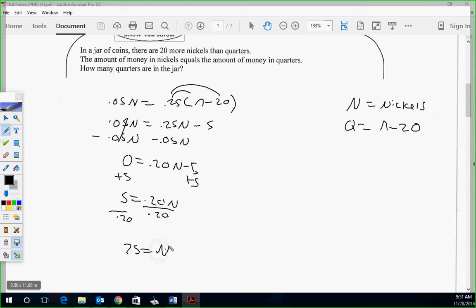Let me talk about what Connor was saying: you can subtract the 0.25n over. If you do that, instead you'd get negative 0.20n equals negative 5, and then you divide by negative 0.20. Like that, and then you'd still get 25.